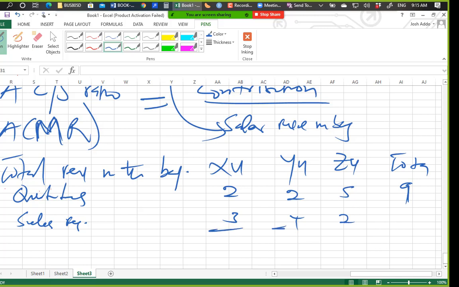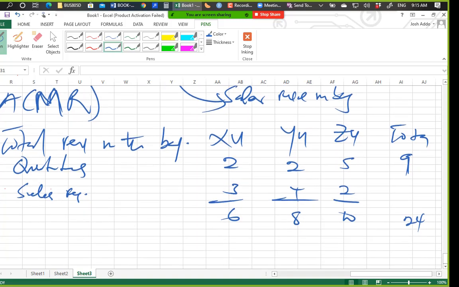So if you multiply each of the units in the bag by their sales price, this will be 6, this will be 8, this will be 10, giving us a total of 24. So this is the total sales revenue in the bag.